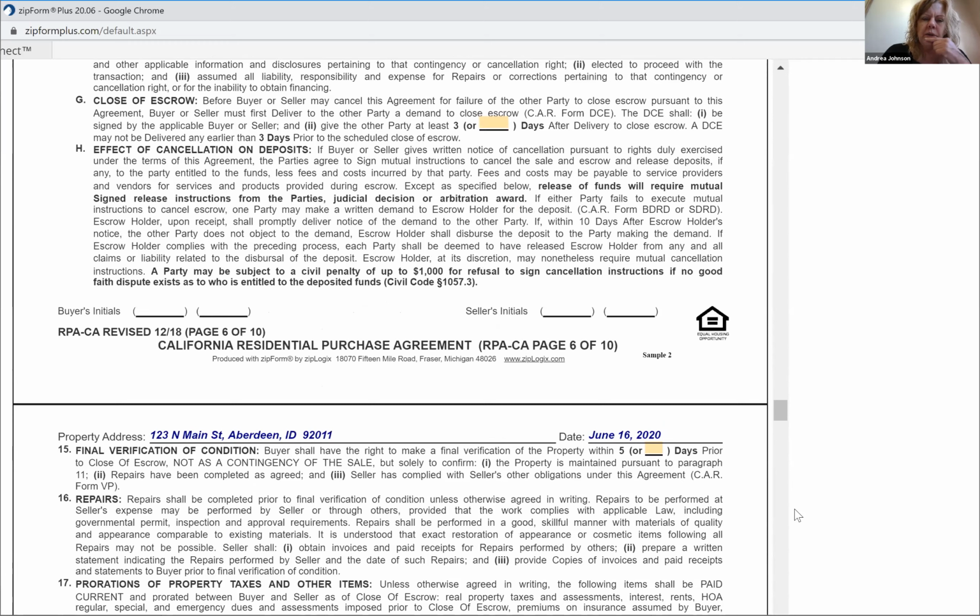Now, what's the effect of the cancellation on deposits? If buyer or seller gives written notice of cancellation pursuant to rights duly exercised under the terms of this agreement, the parties agree to sign mutual instructions to cancel the sale and escrow and release deposits, if any. Now, in this case, it's to the party entitled to the funds, less fees and costs incurred by that party. Fees and costs may be payable to service providers and vendors for services and products provided during escrow, except as specified below.